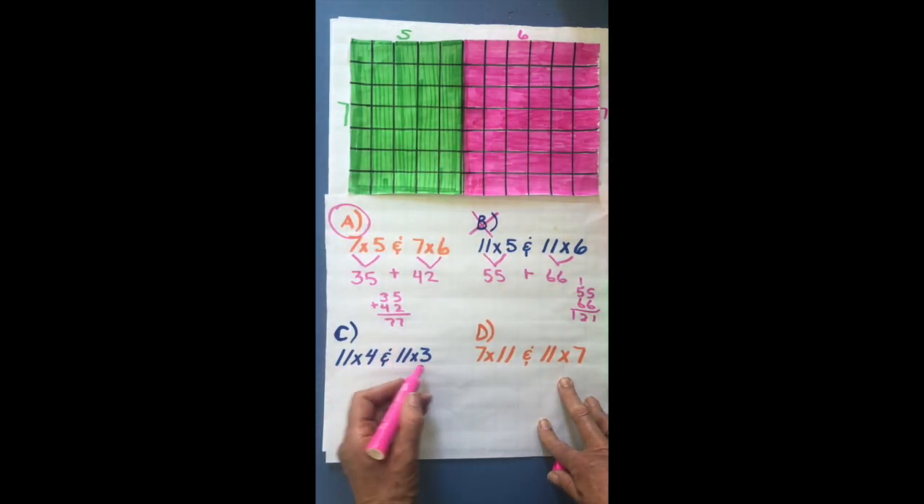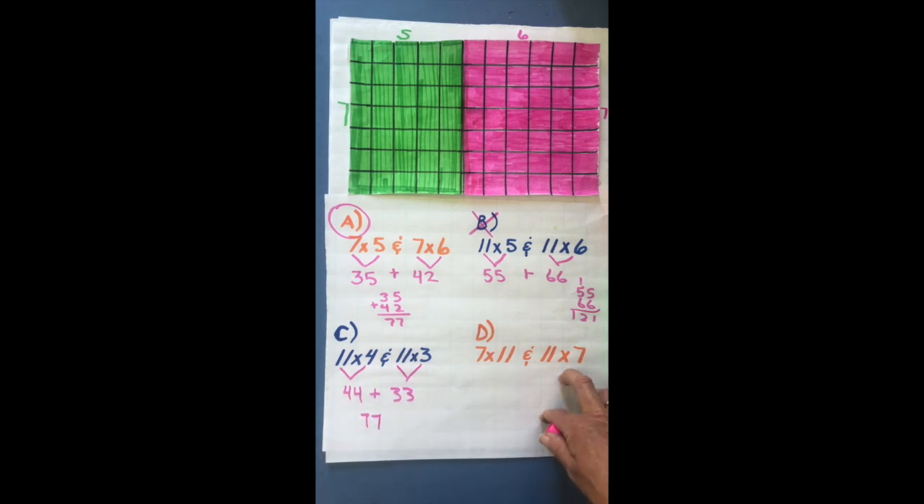Let's check this. This one looks wrong too. I don't see any 11 length or anything, but let's just do this. 11 times 4 is 44. And if I add that to 11 times 3, which is 33, this looks like 77.